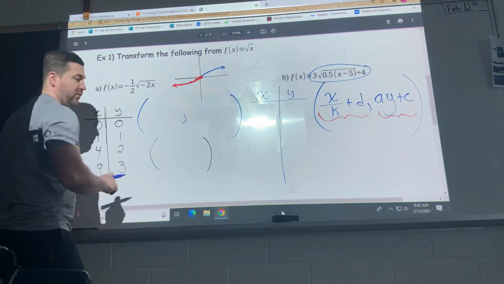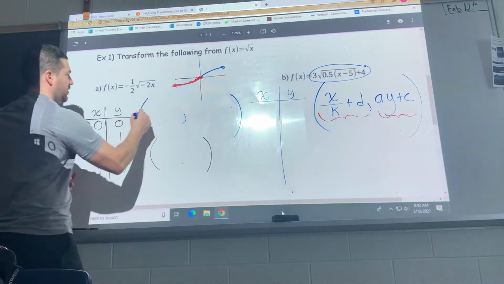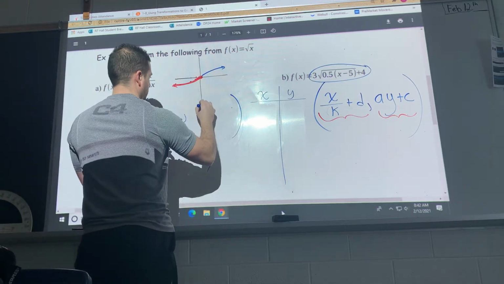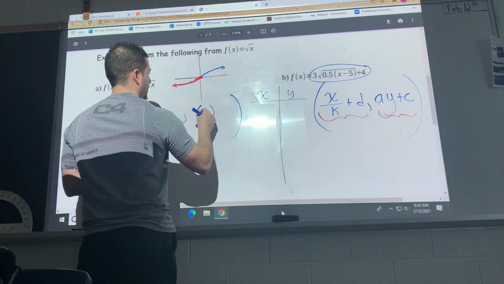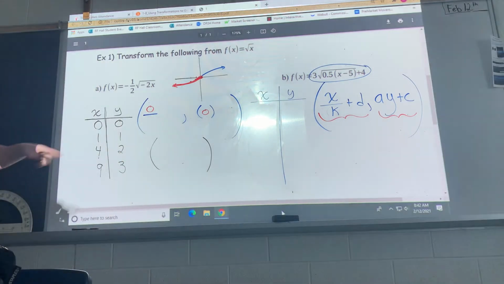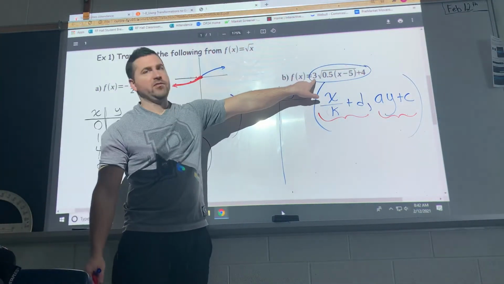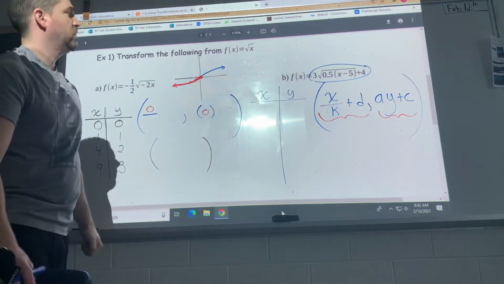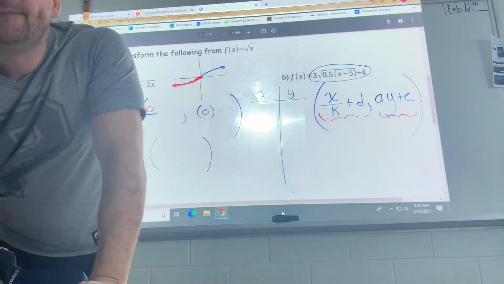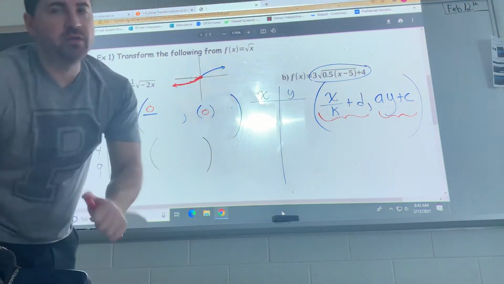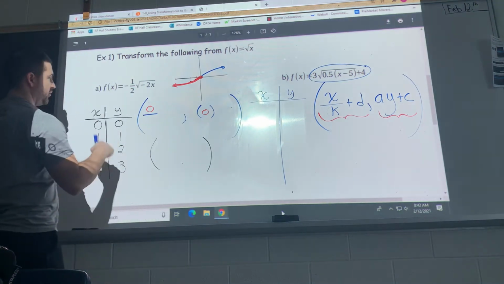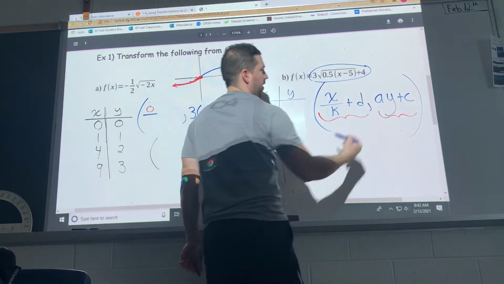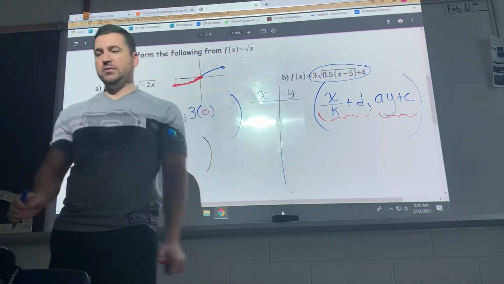Okay, so let's plug in our values. So again, we're going to start with the 0 and 0 again. So we're plugging in the 0. So that's our first point. All right, everybody, what's the 3 stand for? What's the 3 stand for? What letter? Good. That's our A value. So we're going to plug in 3 into A. So our A is here. So we're going by this formula. Our A is 3.